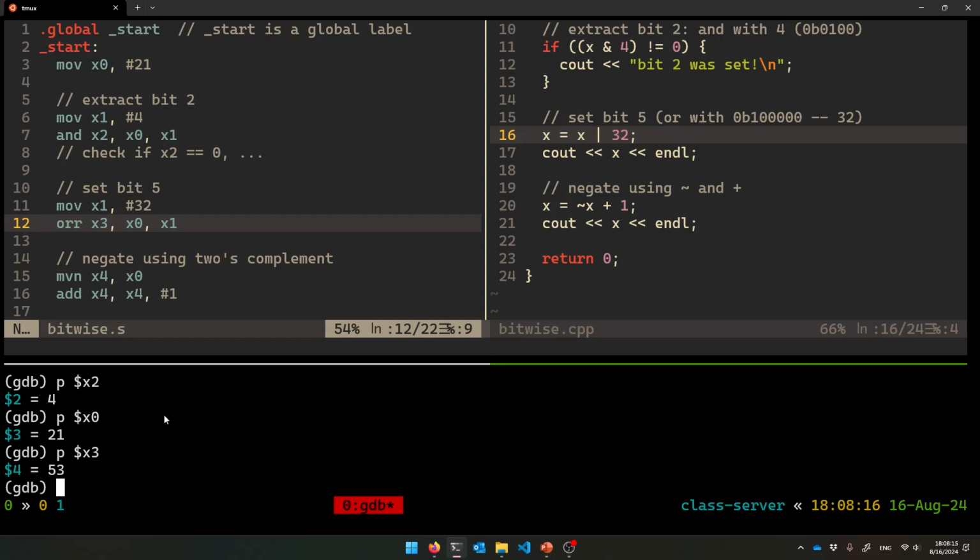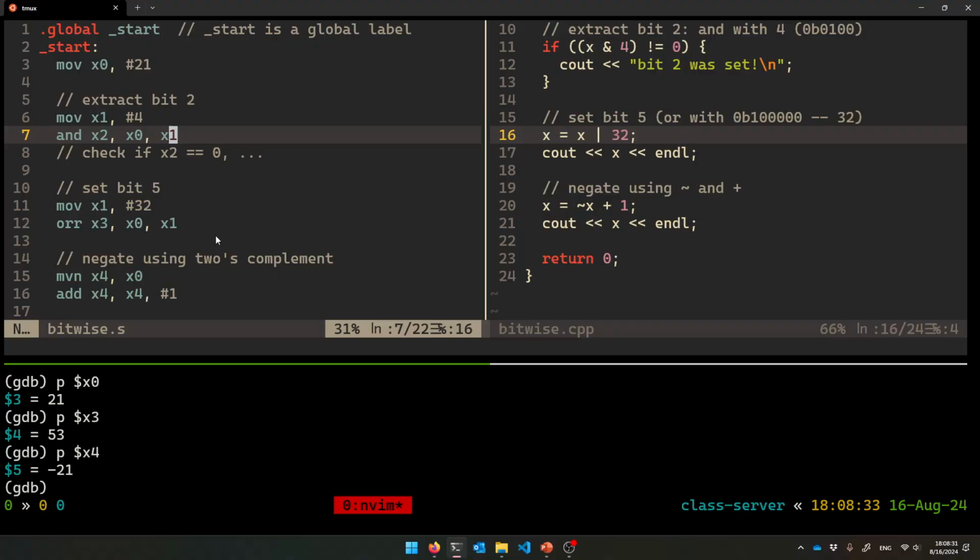It's just going to preserve it. But the ORing makes sure that it was set, that bit. And then x4, with this process, we negated it. And I already accidentally printed it out, but there it is. We get negative 21 to our positive 21. That's the secret. All right?